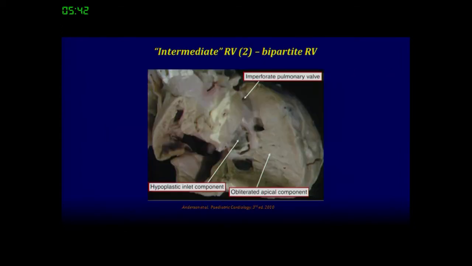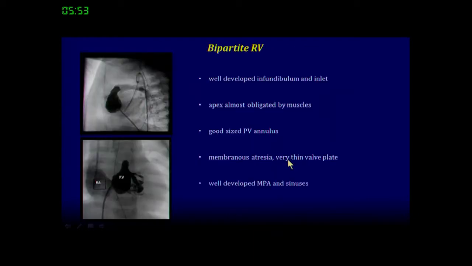So this is one such example from the textbook by Dr. Anderson, where we have the two parts, the outlet, which is well developed, and the inlet, but not much else in terms of apical development. And this is an angiographic representation of such patients.